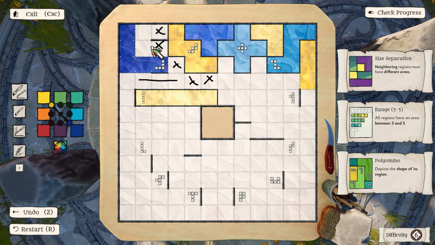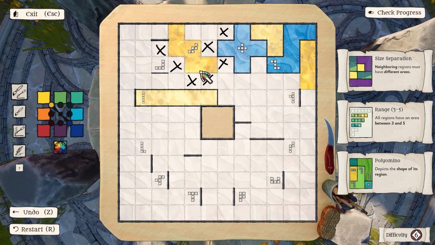No, that can't be right, because I can't do a 4 here. I can't do a 3 and a 1. Wait, what? Have I made a mistake? Probably. I think I've made a mistake. Was there another way you could go? There was another way you can go. I've just seen it. Although, hold on. Yeah, there is another way you can go, like that. So it's probably that.